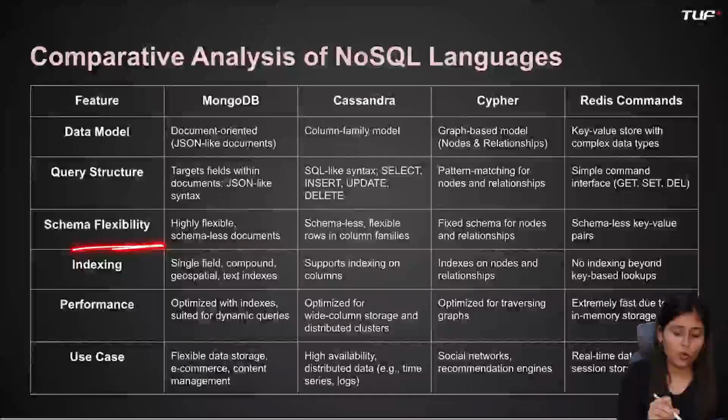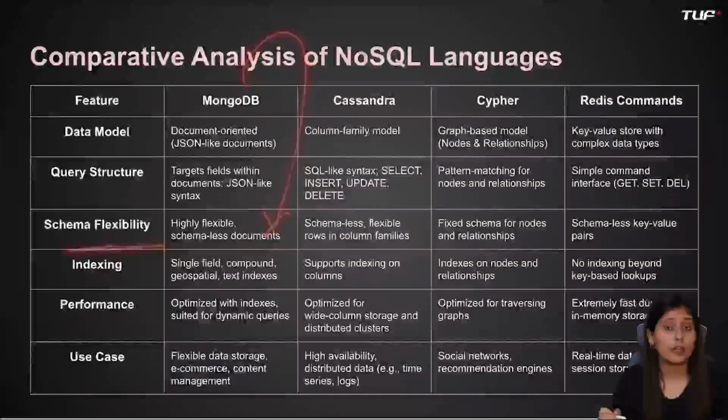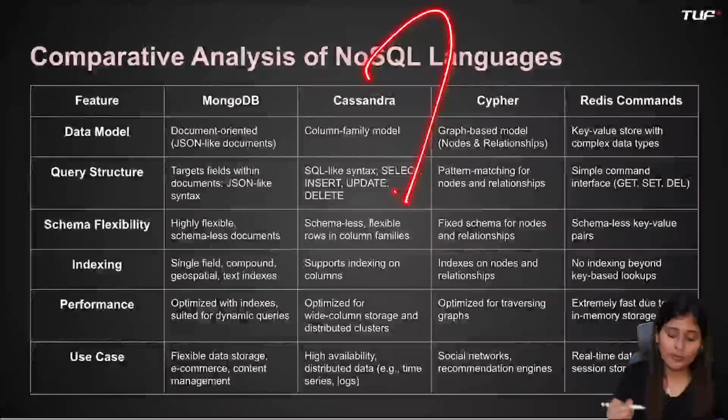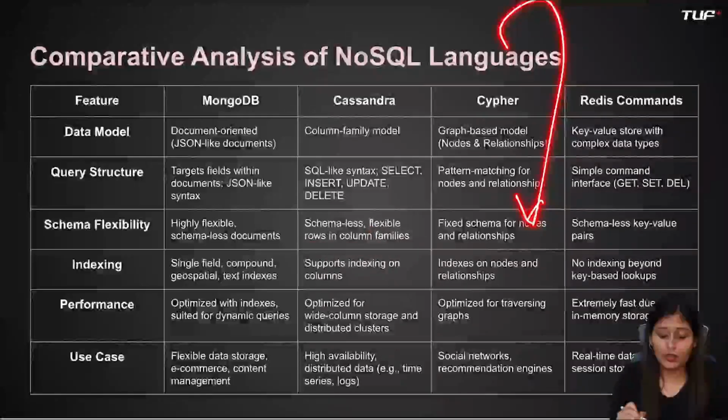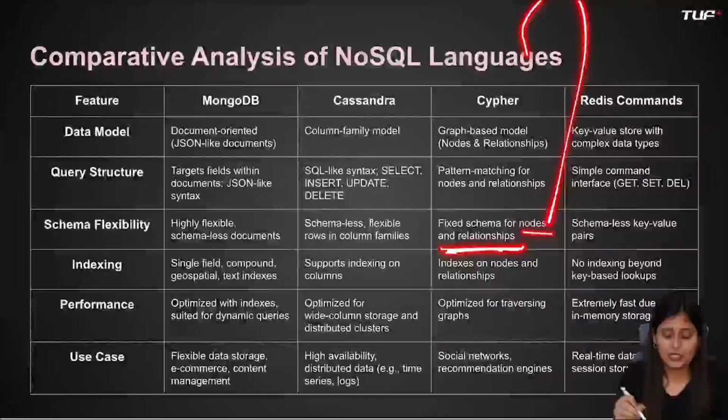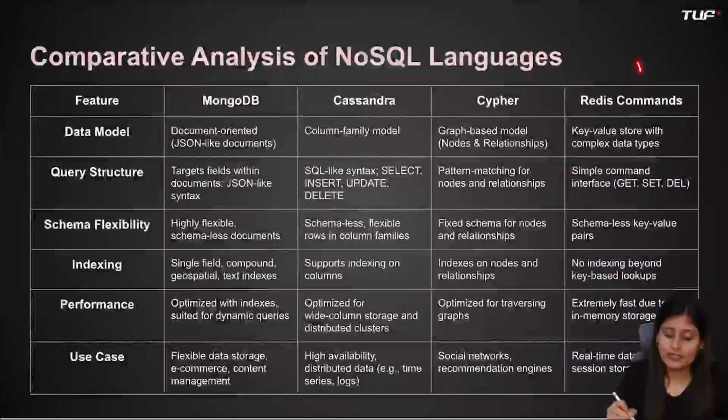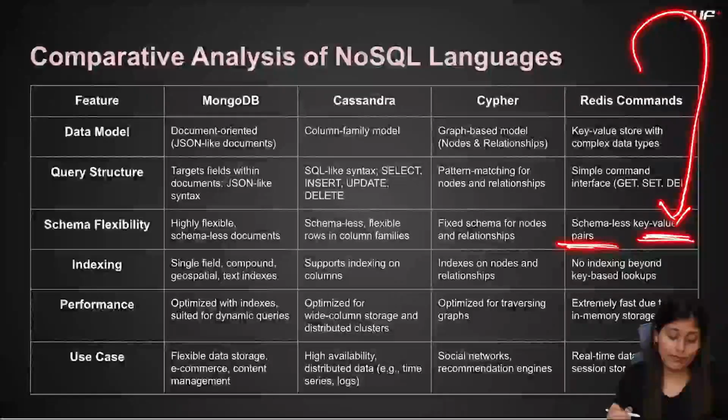Schema flexibility: MongoDB has high flexibility. It's not necessary for every data entry to follow the same schema. Cassandra is less schema-less, with flexible rows in column families. In Cypher, there is a fixed schema for nodes and relationships. So in graph, in Cypher, the schema will be fixed, and in Redis, the schema again is schema-less because it is saving the data in key value pair.